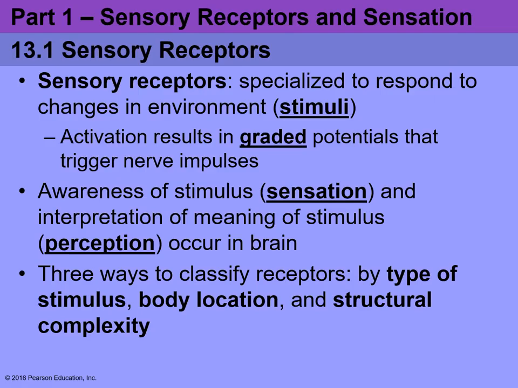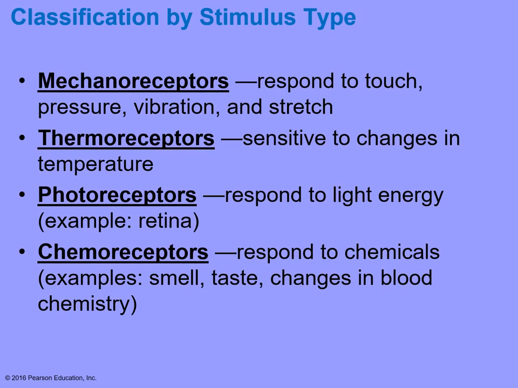There's a difference between sensation and perception. Sensation is awareness of a stimulus, and then perception is the interpretation of what that stimulus means. And that's going to occur in the brain. As always, there's lots of different ways that we can classify the receptors. They can be classified by the type of stimulus, by the body location, and by the structure of it.